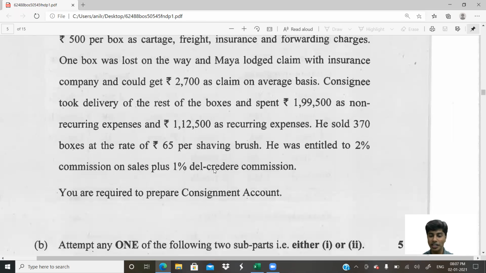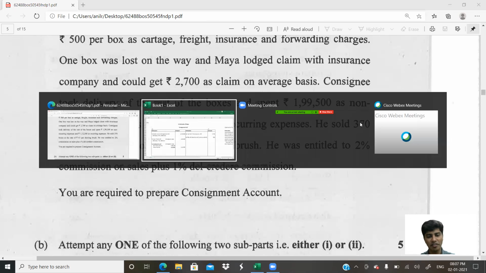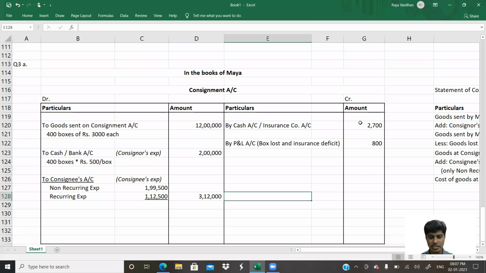So how many did he sell? He sold 370 boxes into 100. You get that? 370 boxes into 100 shaving brushes is what he sold. That is 37,000 shaving brushes at rupees 65 each. Come on, let us identify sales. With regard to sales, the consignee has sold the goods and the consignee is due to pay this money. So the consignee is our asset. So we'd have to debit the consignee's account. And my consignment stock is going out, it is reducing, so you'd have to credit the consignment account.